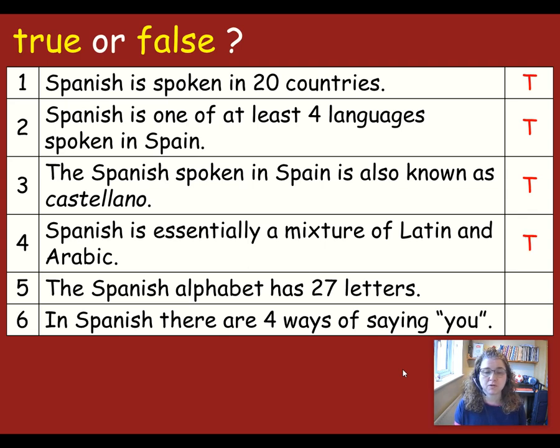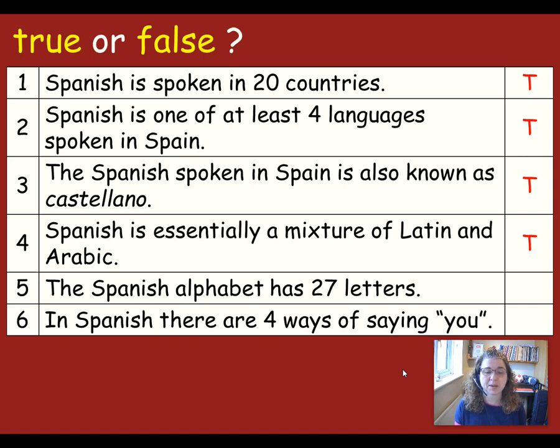Then, number four, Spanish is essentially a mixture of Latin and Arabic. That is true because, of course, the Roman Empire encompassed Spain and Portugal. The Romans were there for a long time. They left their language behind. And the Arabic invasion happened in 711 AD, and they were there for over 700 years, finally leaving in 1492. So they left a lot of their language behind as well.